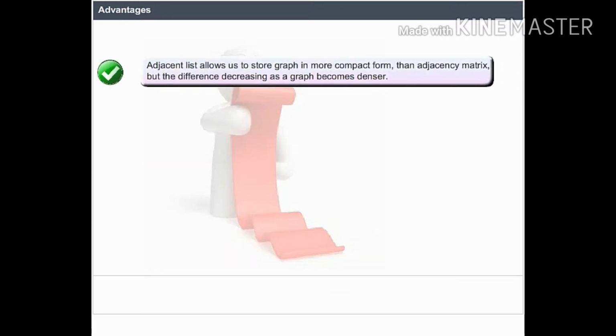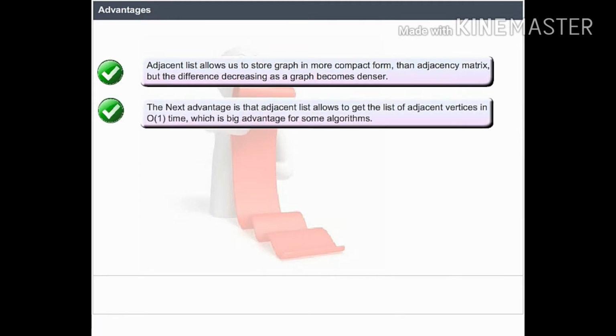Advantages. Adjacency list allows us to store a graph in a more compact form than an adjacency matrix, but the difference decreases as a graph becomes denser. The next advantage is that the adjacency list allows us to get the list of adjacent vertices in O(1) time, which is a big advantage for some algorithms.